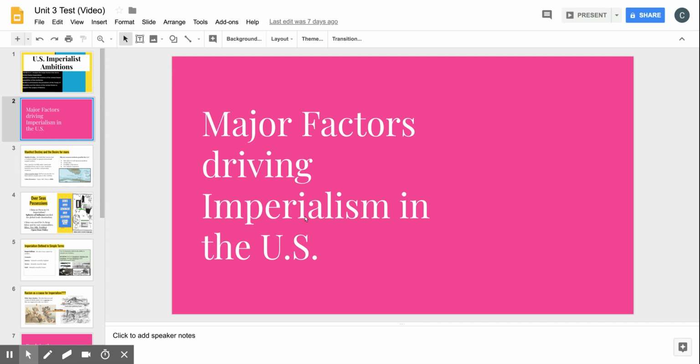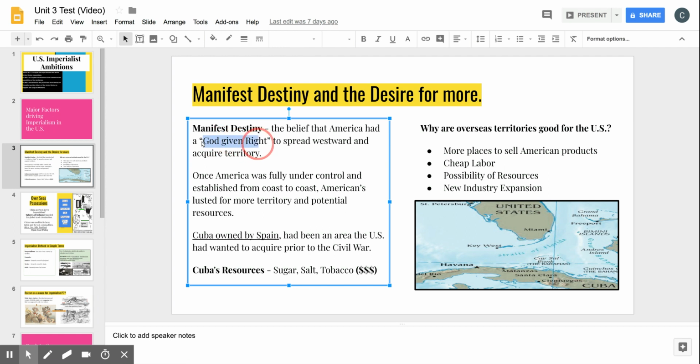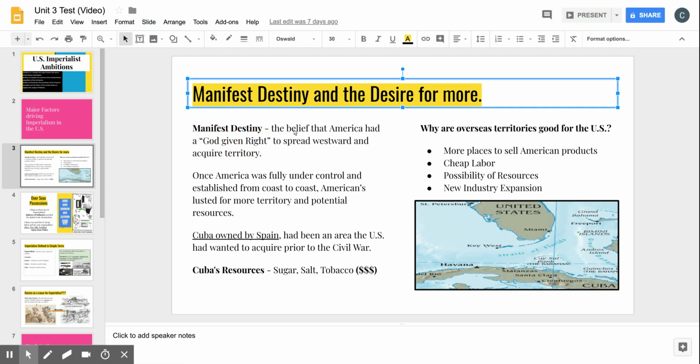So major factors driving imperialism in the U.S. All right, so the manifest destiny. We probably heard about that earlier. If not, let me just tell you what it is. Manifest destiny is the belief that America had a God-given right, and this is really important, God-given right, to spread westward and acquire new territories.